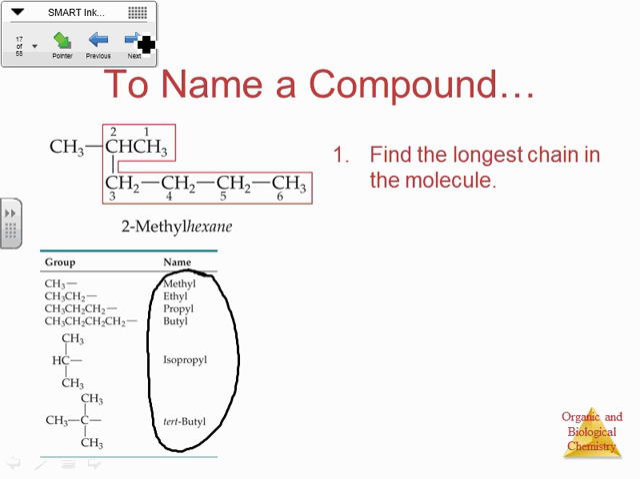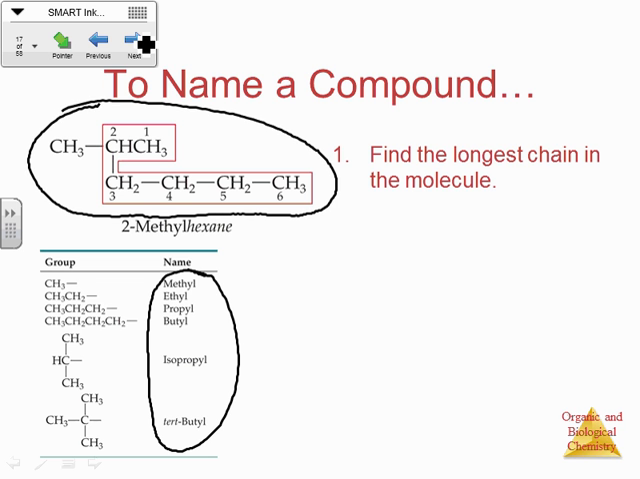I've never seen that one show up on an AP exam. But the idea here is you're going to find the longest chain in the molecule. If you're looking at a molecule like this one up here, then for the longest chain, you could start by counting at this carbon, 1, so they call this one number 1, 2, 3, 4, 5. It doesn't matter which way you start it.